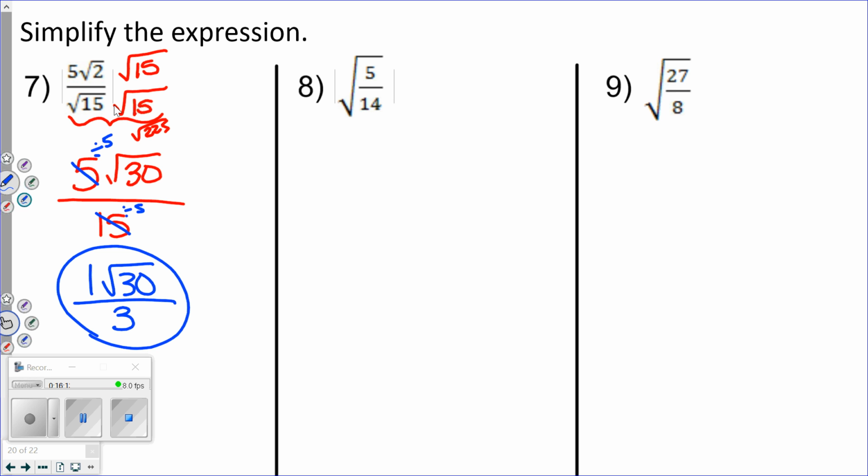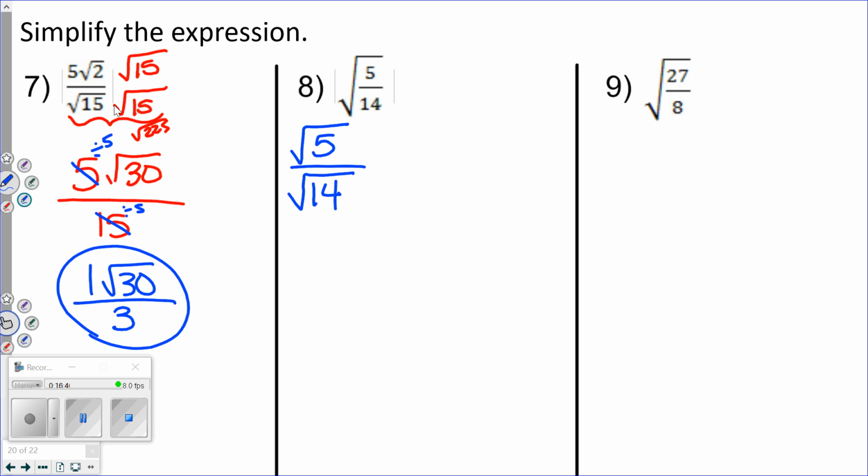All right, so what about number 8? What do I do? Good, I got to split. So let's split your radical. So radical 5 over radical 14. So that was step 1. Step 2, can you simplify any of those radicals? Thinking about factor trees, factor tree on 5, nothing happens. 14 would be 7 and 2, no pairs. Okay, so I can't do anything there.